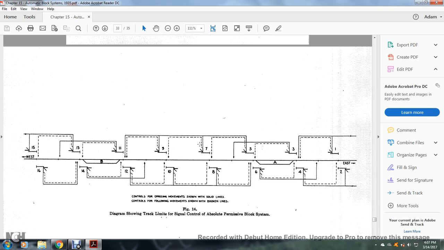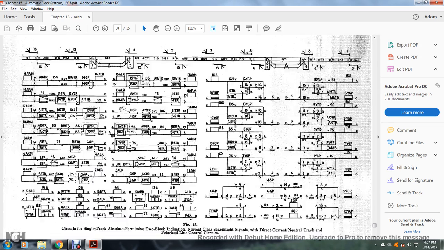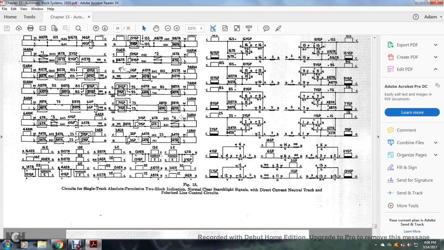Alright, figure 14 shows the diagram of the track limits and signal control for the absolute permissive block system. Figure 15 shows the circuit of a single track absolute permissive two-block indication, normally clear, searchlight signal, direct current neutral track and polarized line current control circuits.